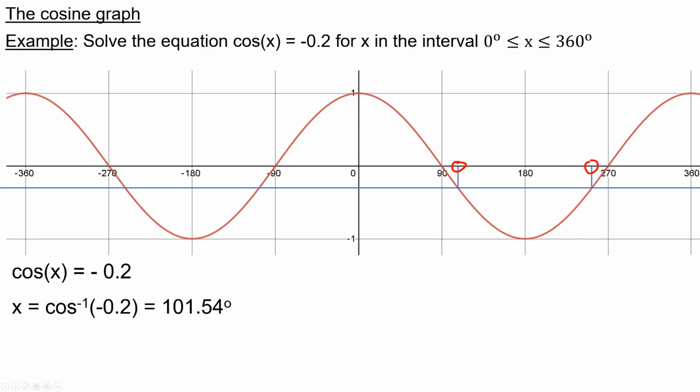and that will give me x is equal to 101.54. Now, because cos of 90 is 0 and cos of 270 is 0, the graph is symmetrical at these two points. So the distance between 90 and the solution 101.54 is identical to the distance between 270 and the solution on the right. So I just need to work out how far apart 90 and 101.54 are. That's obviously 11.54.